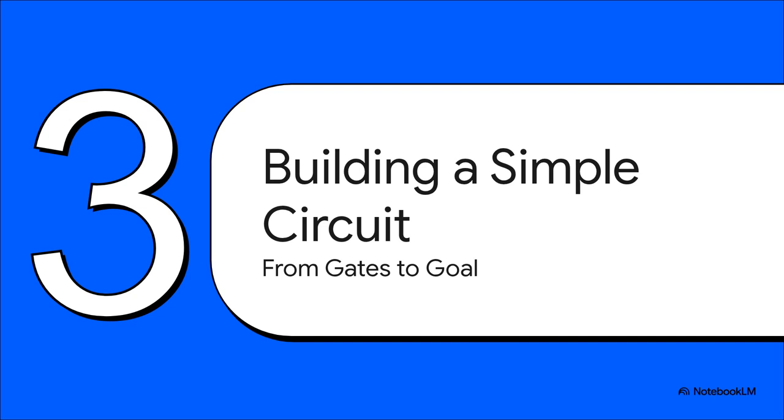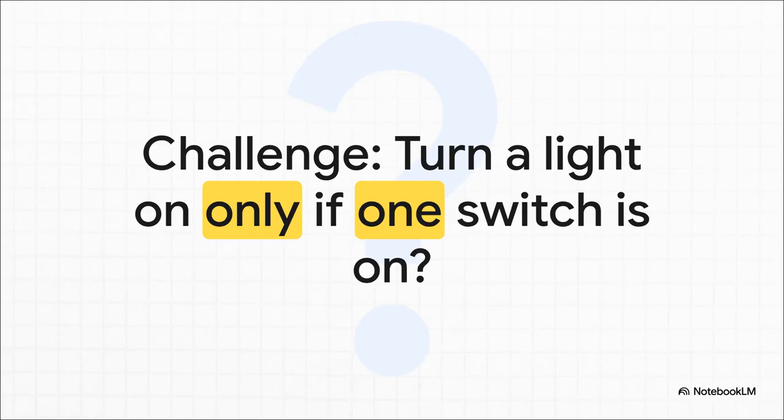How do we actually use them to solve a problem? Well, let's put them together and build a simple circuit that has a single unified goal. Okay, here's our design challenge. We want a light to turn on, but, and here's the catch, only if one of two switches is on. If both switches are on or both are off, that light needs to stay off. So, which gate do you think we need?